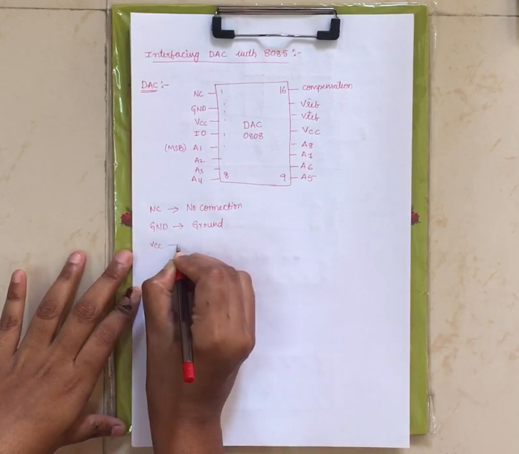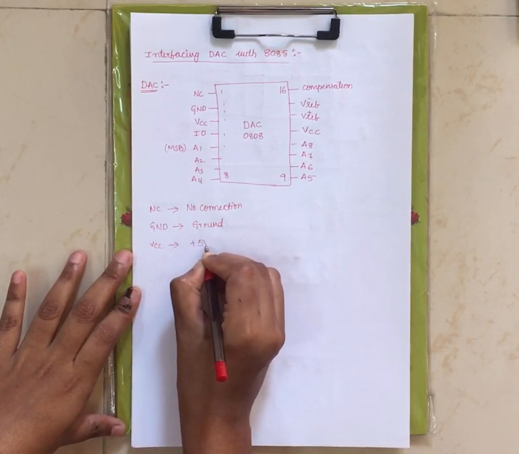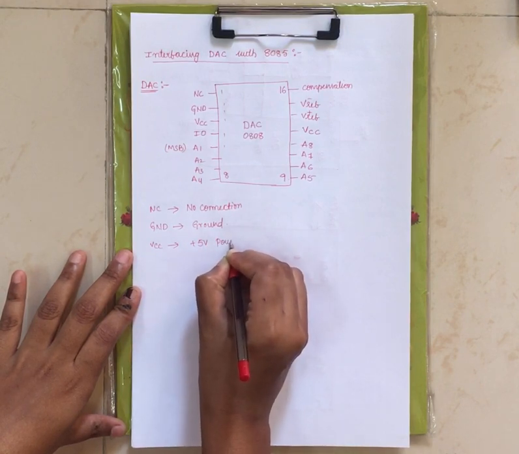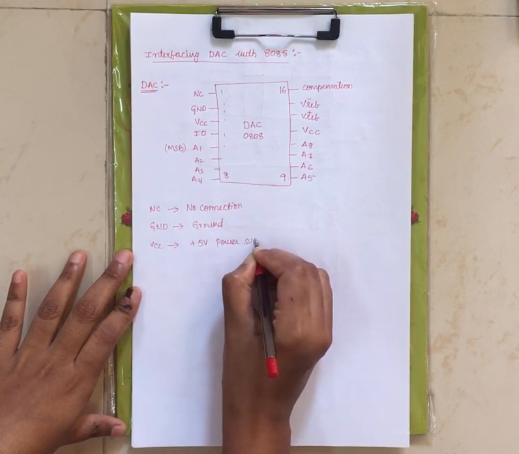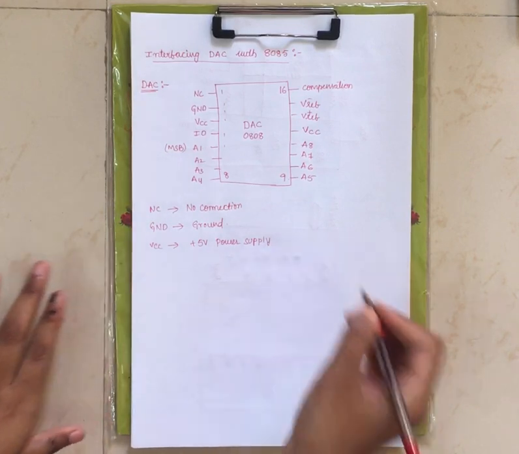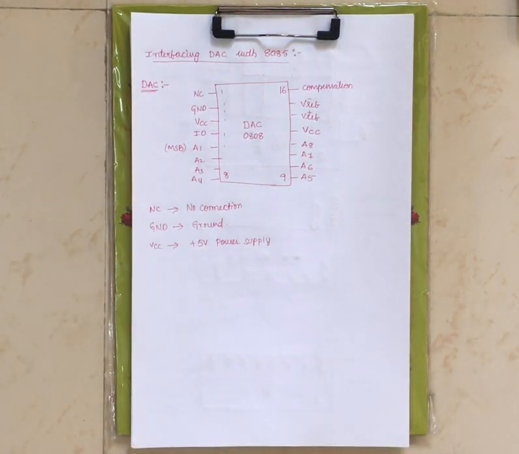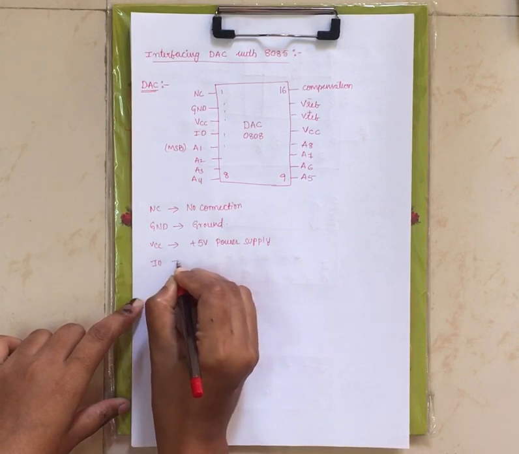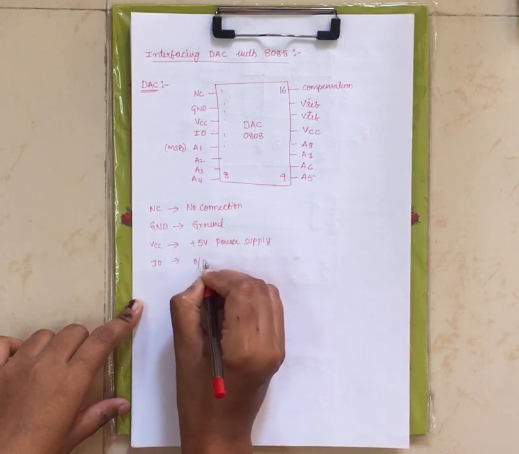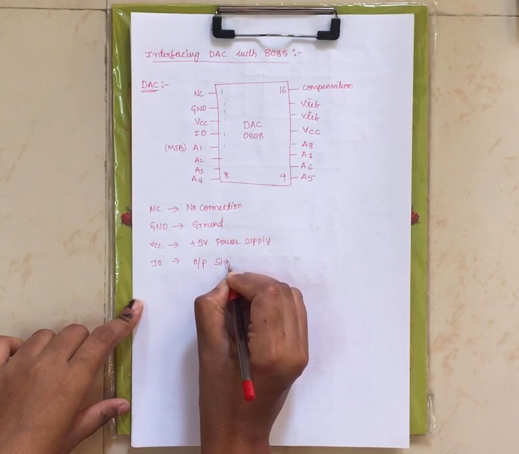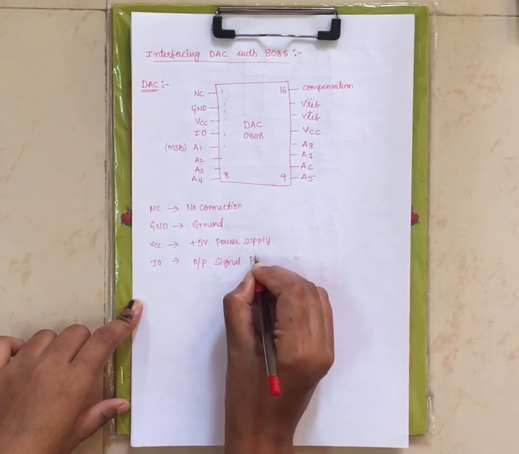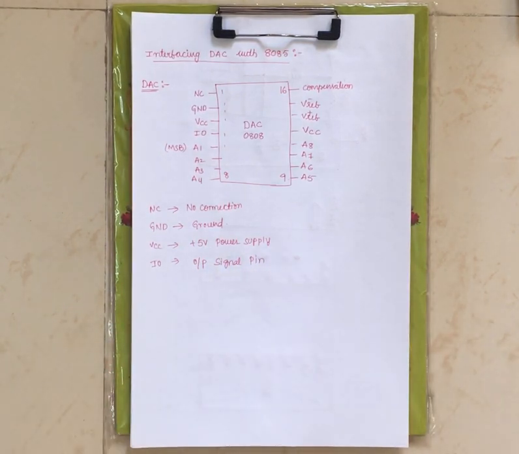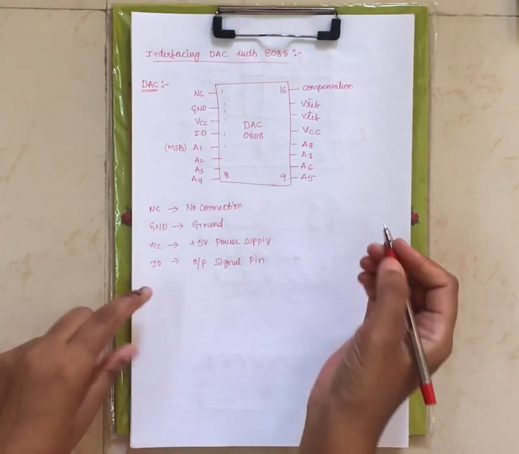Now in the third pin you have VCC. Plus 5 volts of power supply is provided at this particular pin. Third pin is your VCC. Plus 5 volts of power supply is provided at this pin. Now the fourth pin is IO. This is used as the output signal pin. Output is collected through this fourth pin. That is the meaning of the fourth pin, the output signal pin, through which you are collecting the output.